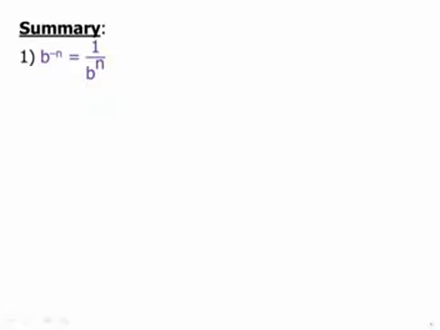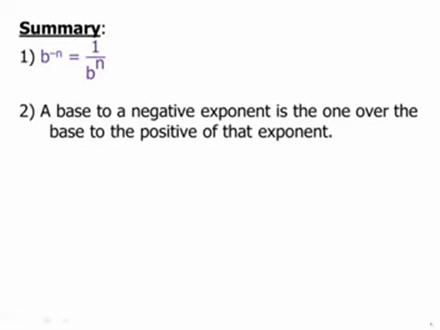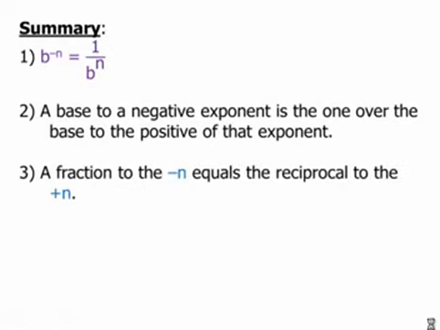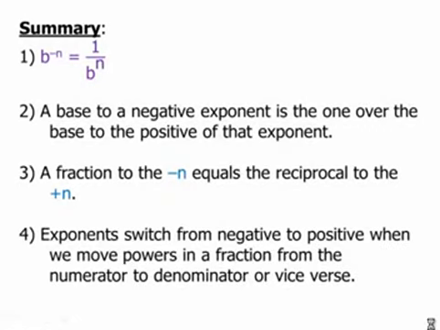In summary, b to the -n equals 1 over b to the n. A base to a negative exponent is 1 over the base to the positive of that exponent. A fraction to the -n equals the reciprocal to the positive n, so we can flip over a fraction and get rid of the negative in the exponent. And exponents switch from negative to positive when we move them in a fraction from numerator to denominator, or vice versa.